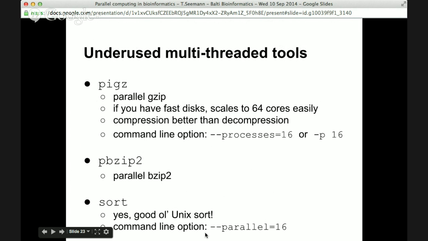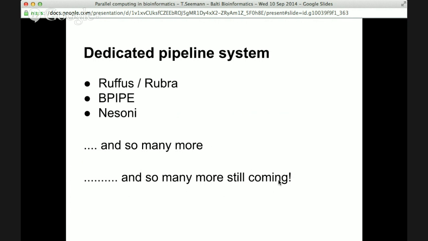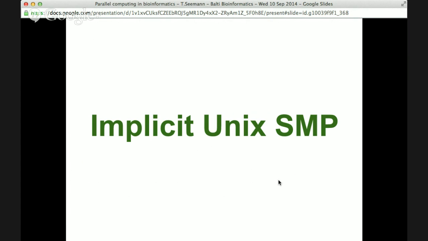PBzip2 is the equivalent for bzip2, and even Unix sort is now parallelized, which most people don't realize. You can give it a --parallel option, and at each merge stage, it'll sort each of the chunks before it merges with a separate core. So those are all simple things you can do to take advantage of all those cores you have now. And of course, if you want to abstract even further away, there are many pipeline systems out there that you could use, such as Rufus, Rubra, bpipe, Nasoni, and I'm noticing 1 or 2 published every month in the journals.